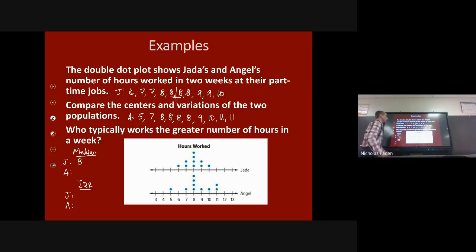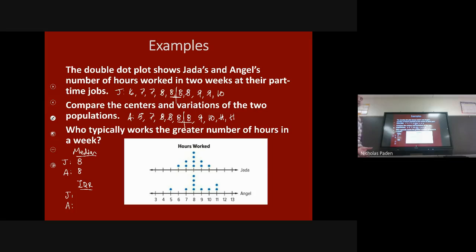So if they're both 8, then obviously it's going to be 8. Angel will do the same thing. Cross these off till we get to the middle. And notice that Angel's has 2 8s in the middle. And so his is going to be 8 as well. Okay. So now let's find the IQR.